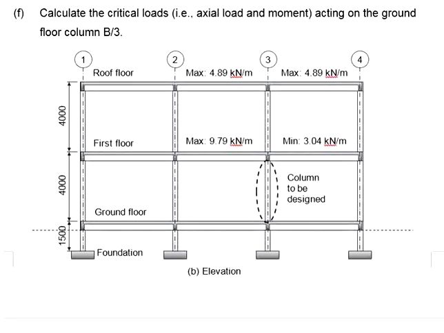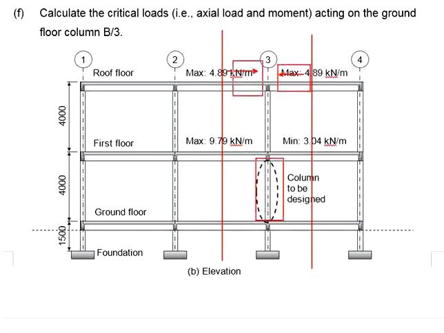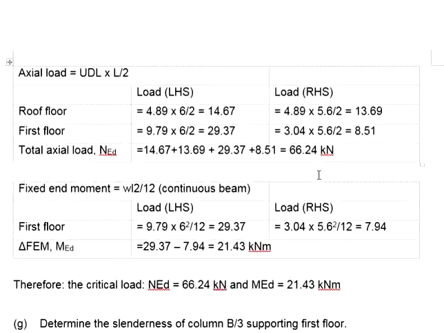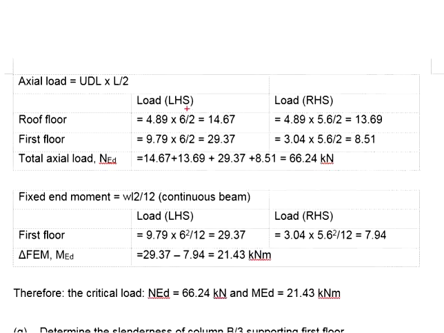We use the most simplified method, assuming that half of the loads from the beams goes to this column and the other half will go here. So this column will carry the load from this half plus this half plus this half and plus this half. The calculation steps are shown here. This represents the loads from the left hand side of the column, and this represents the right hand side of the column.